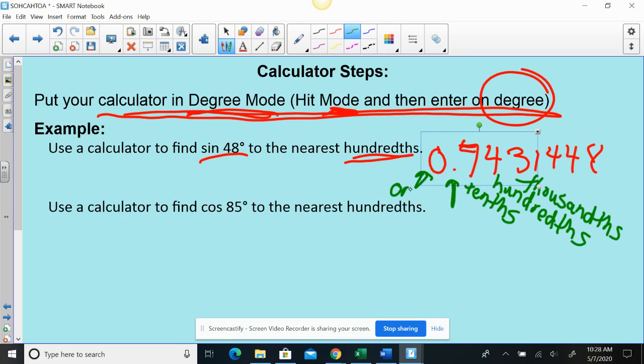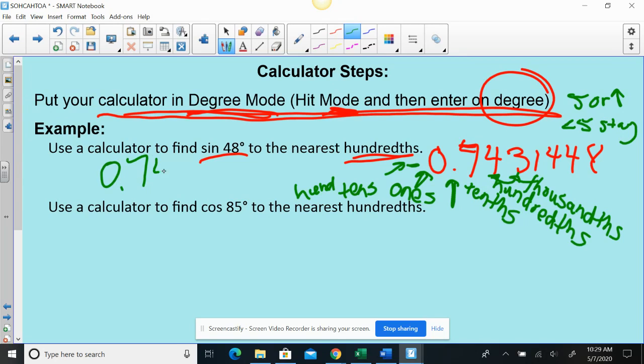This would be the ones, and then if we had a number here, this is tens, right? Hundreds, if we keep going. But if I want to round to the hundredths, I'm going to look behind that place. A 5 or higher goes up, and less than 5 just stays. So since the 3 is less than 5, my answer is going to be 0.74.